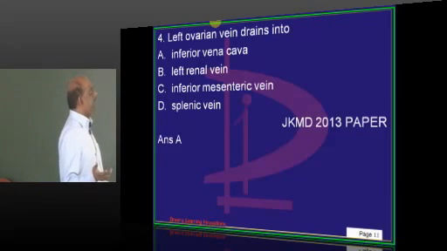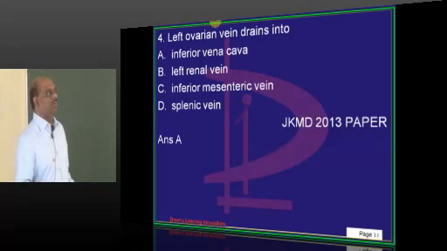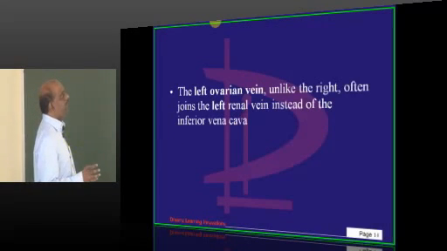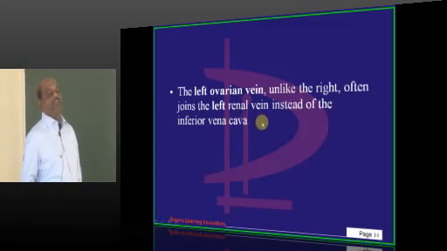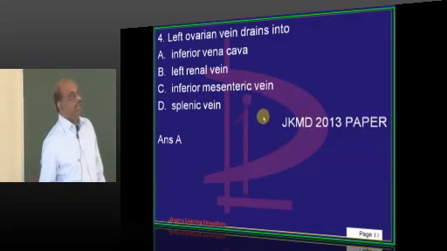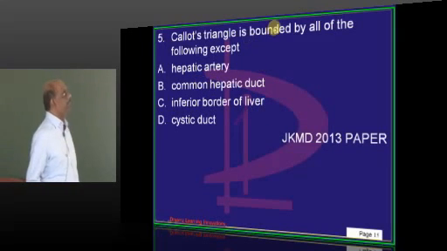Left ovarian vein drains into the inferior vena cava, right ovarian vein drains into the left ovarian vein, left ovarian vein joins the left renal vein instead of inferior vena cava. So the correct answer should be B, not A, is what you need to remember.